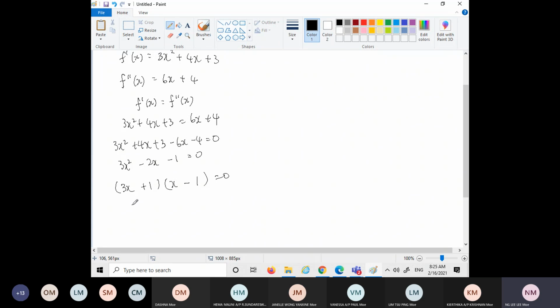So 3x plus 1 equals 0. The other one, x minus 1 equals 0, so x equals 1. The other one is 3x equals negative 1, so x equals negative 1 over 3. So you have two values of x.